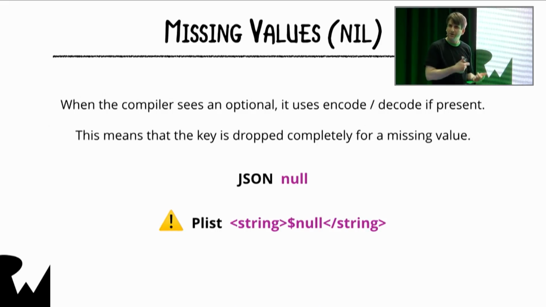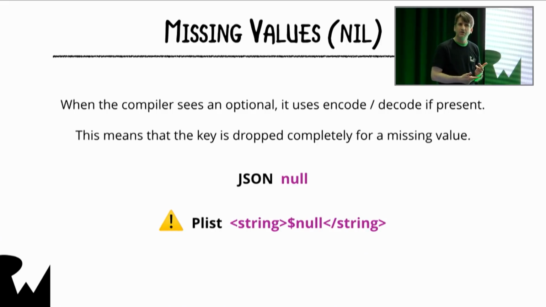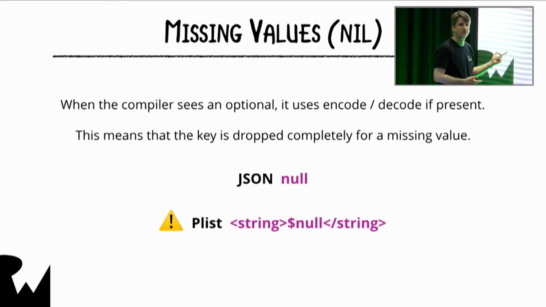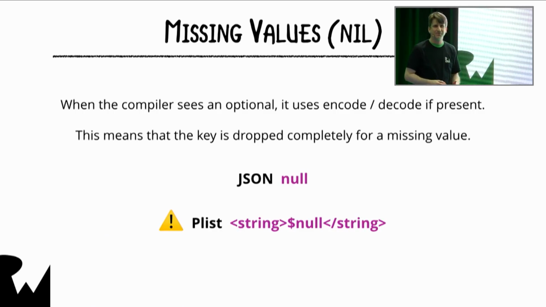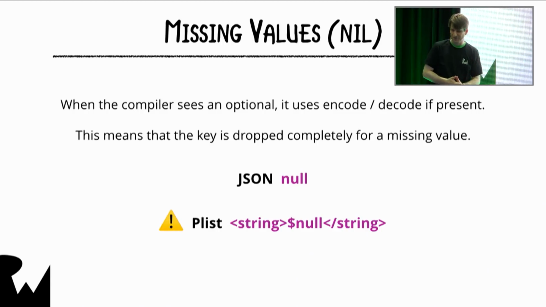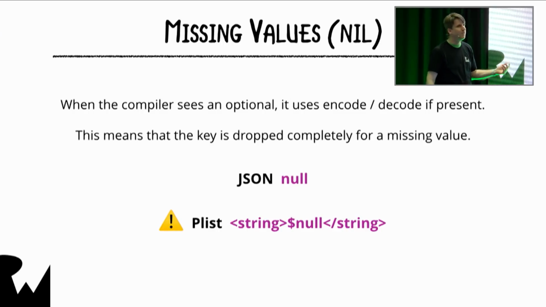Plist is a little bit older format. It doesn't really know about nulls, so it uses a sentinel type on string. You use this string $null in a property list. And be careful, because if some guy happens to have a name $null, it's going to come back as null. So some formats are better than others, I guess.